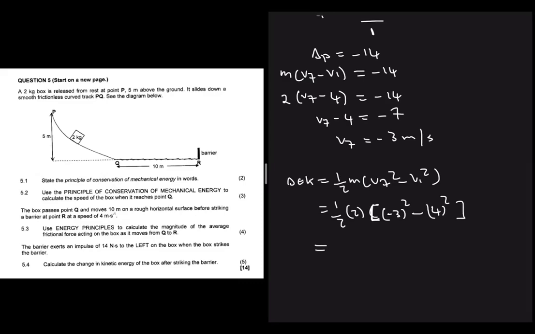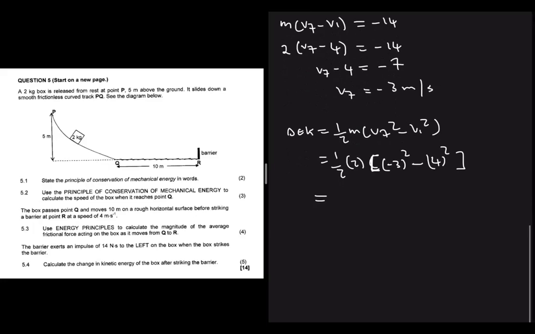Let me put that in my calculator real quick. Actually, let's just solve it. This will give you 1, this will give you 9, and then this will give you 16. 9 minus 16, that is minus 7. So we have minus 7 joules. Yeah, and that's it for the equation.